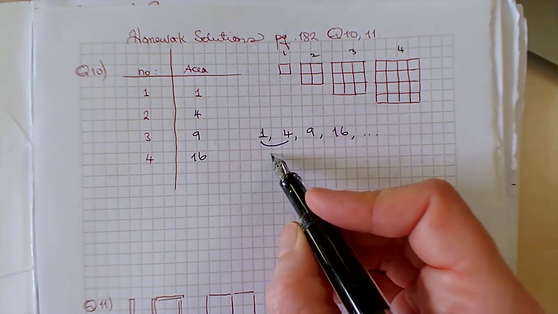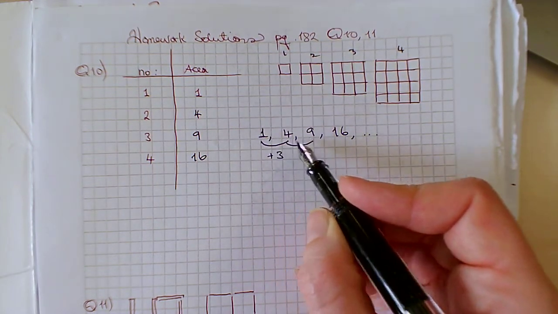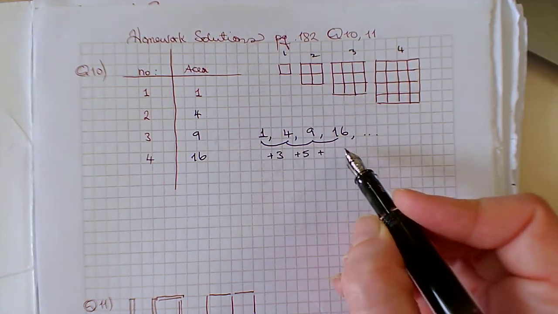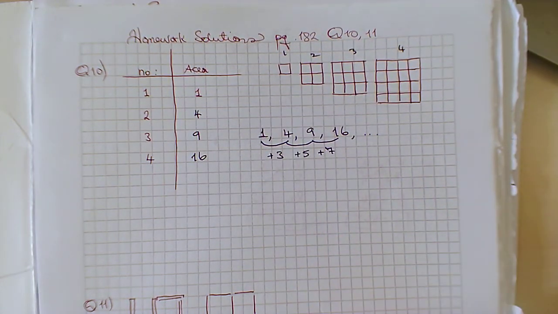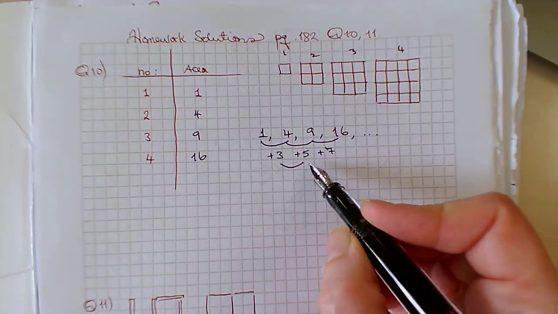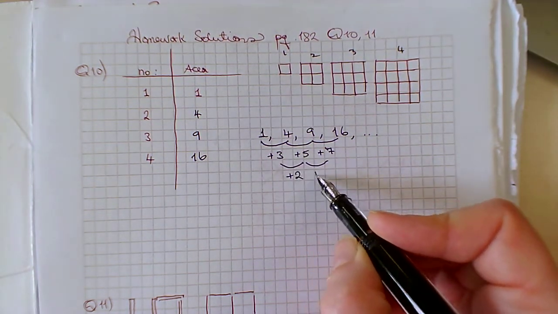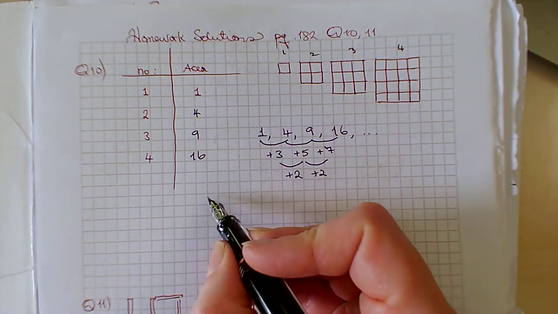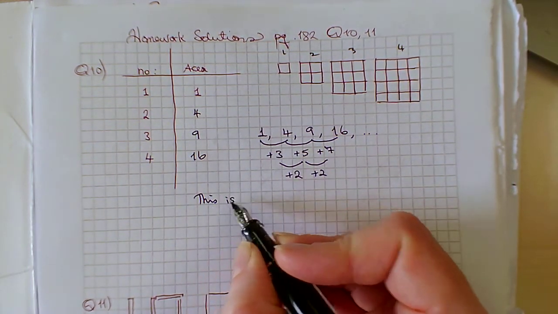So to go from 1 to 4, we add 3. From 4 to 9, we add 5. From 9 to 16, we add 7. So it's definitely not linear. We can see that the first difference is not constant. However, if we look at the second difference, we can see that that is in fact constant, and we are adding the same thing every time here. So we would conclude that this is a quadratic pattern.